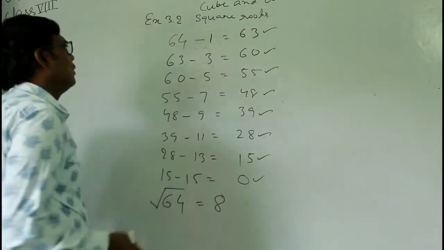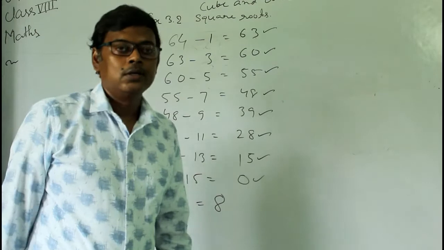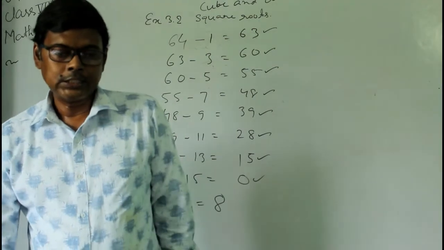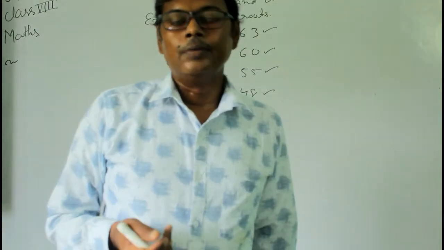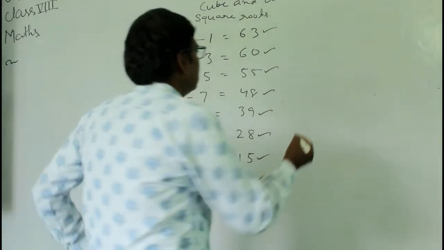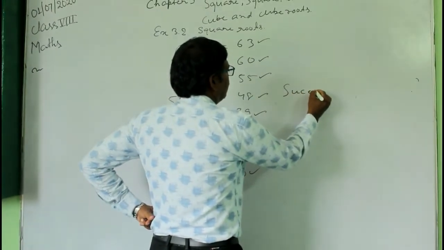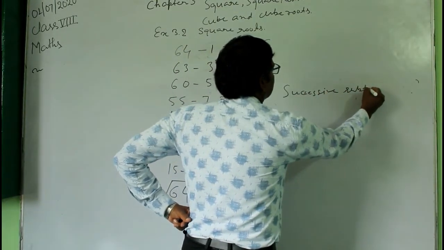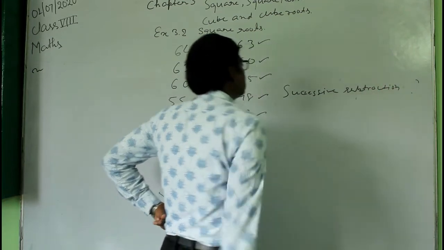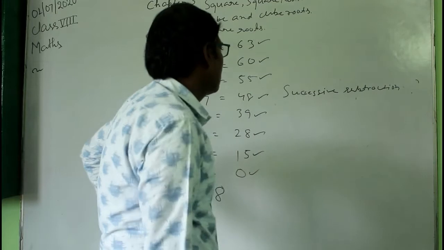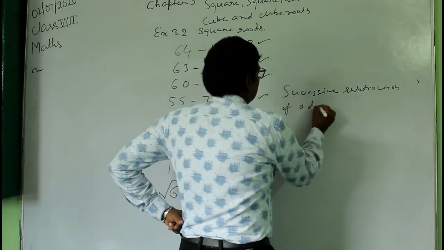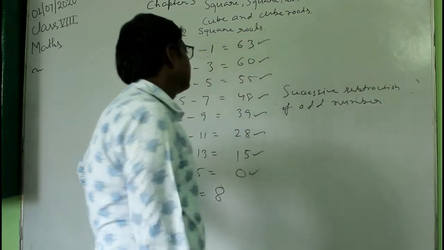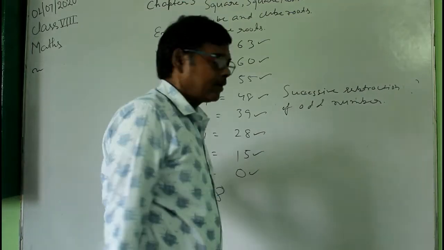So this is the method of finding the square root. The name of this method is the successive subtraction of the odd numbers. Okay, successive subtraction of the odd numbers. So this is the name of this method, successive subtraction.